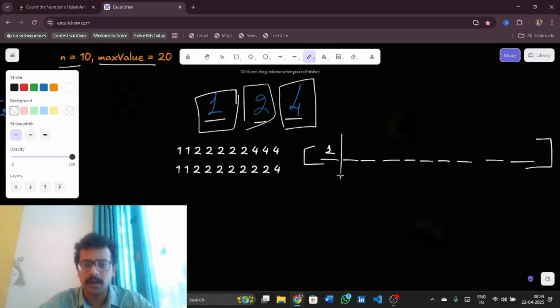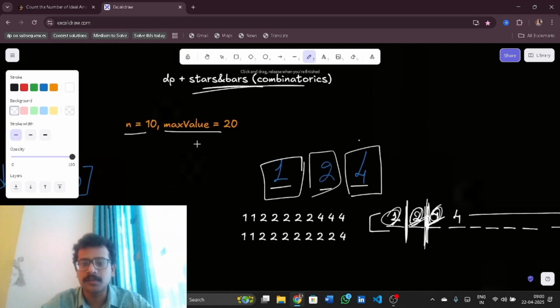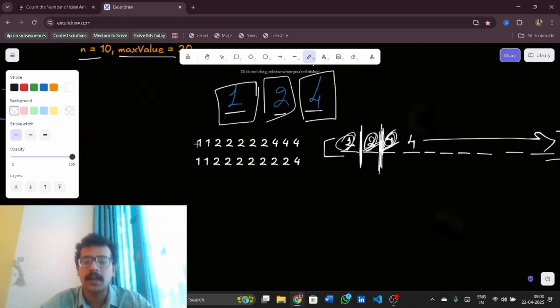I am placing just a 1 here, and I'll place a 2, and then I place a 4, and after that I place a 4 from here to here. So this is the star. These are the stars. And what is the bar now? This is the bar. So these are the bars and this is the star. This is the whole intuition of stars and bars. So many people use this as combinatorics or something like that.